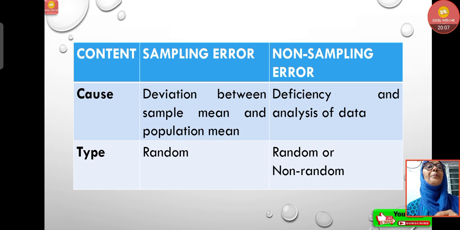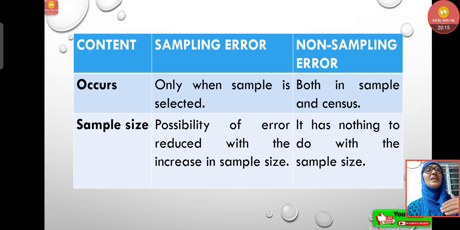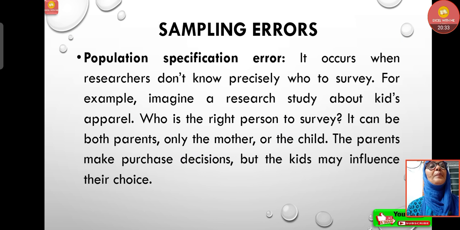Now what is the type of sampling error? This is random. Non-sampling error is random or non-random both. Now how does it occur? Sampling error only when sample is selected. Non-sampling both in sample and census. Now sample size, possibility of error reduced with the increase in sample size. It has nothing to do with the sample size related to non-sampling error.